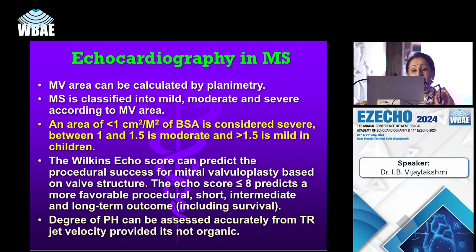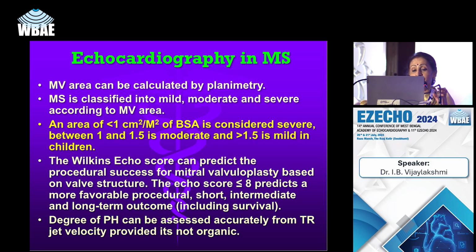Now the Wilkins echo score is extremely important whenever you are considering balloon dilatation, and according to this, if the echo score is less than 8, then it predicts a more favorable procedural short and intermediate outcome. Whereas in this case the echo score is not given. That is very important, because if there is commissural calcification and the echo score is very high, then instead of doing the intervention, we go for the surgical option.